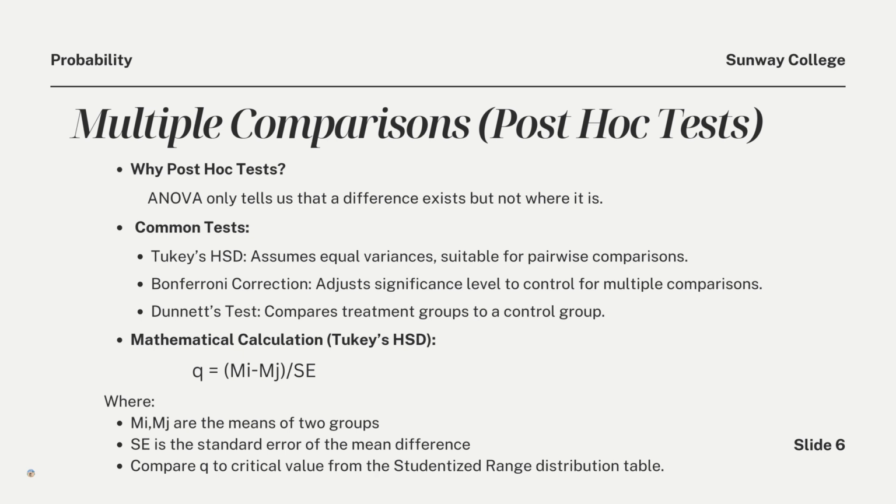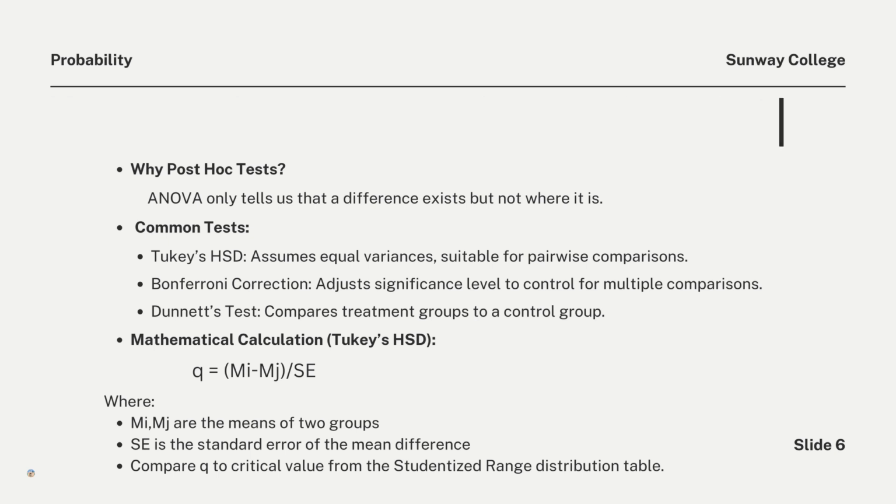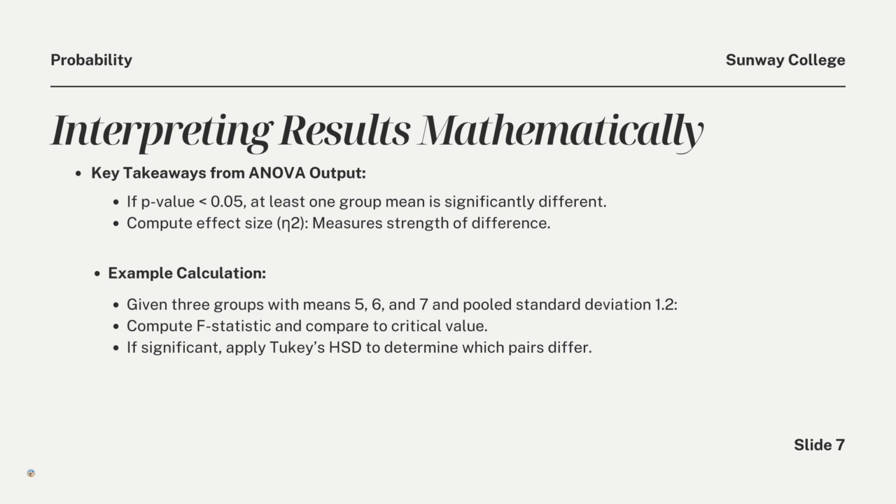For Tukey's HSD, we calculate the Q statistic, and if it exceeds a critical value from the studentized range distribution table, we conclude that the difference between those groups is statistically significant. Now let's interpret results mathematically. Once we have run the analysis, the next step is interpreting the result. If the p-value from the ANOVA test is less than 0.05, we reject the null hypothesis, meaning at least one group mean differs. To assess the strength of differences, we can compute the effect size, which is often measured using eta squared.